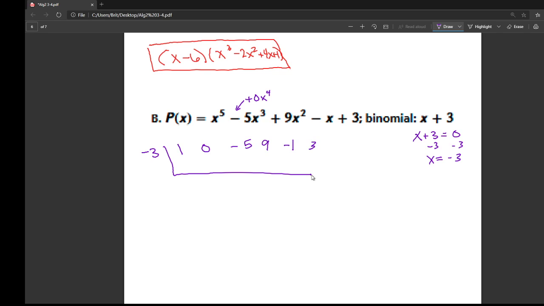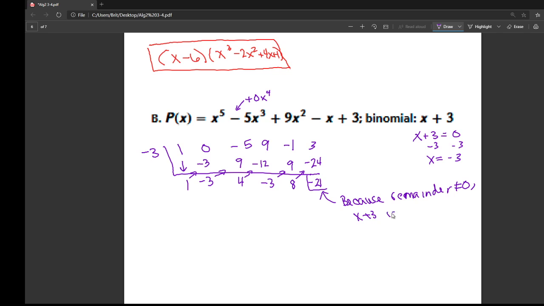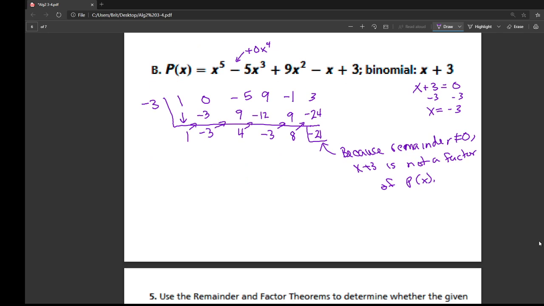Alright, so there's all of our coefficients. This one's kind of a long one. Alright, so I drop down my first one. Negative 3 times 1 is negative 3. Negative 3 times negative 3 is a positive 9. I get a negative 12 by multiplying, and then I add down. Multiply again and get a 9, which puts an 8 here. When I multiply, that's a negative 24, which gives me a negative 21. So this is not a factor. Because the remainder is not 0, x plus 3 is not a factor of the polynomial. Okay?